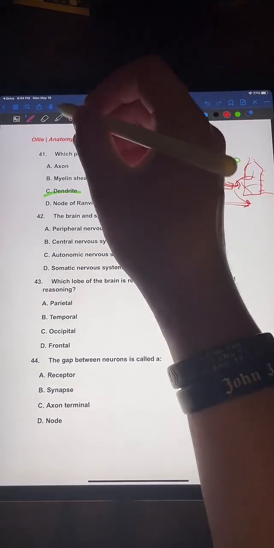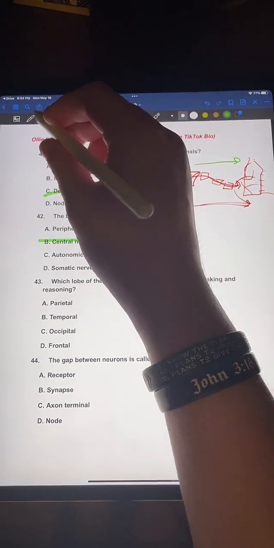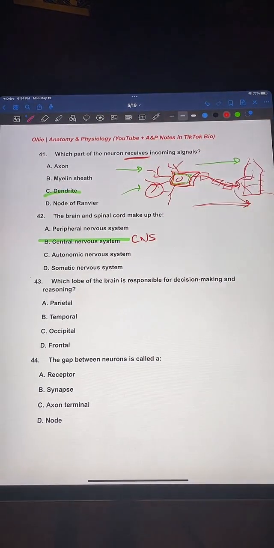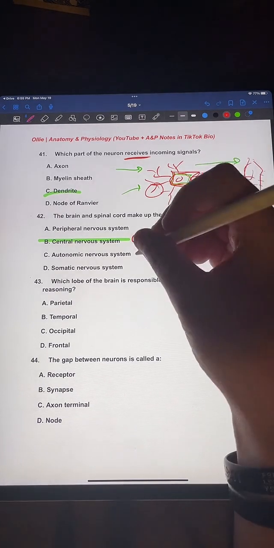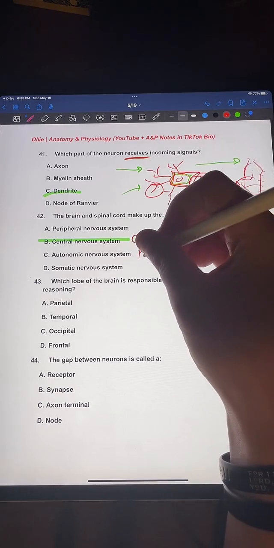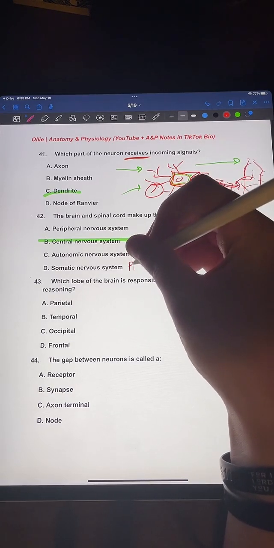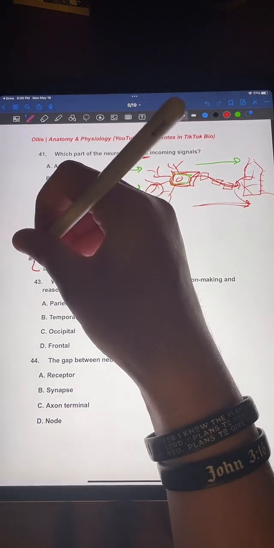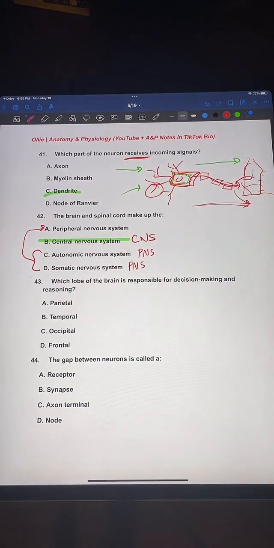Perfect. It is B. It is the central nervous system, or the CNS. The peripheral nervous system is outside of the CNS. The autonomic nervous system is part of the peripheral nervous system, and so is the somatic. So these are both part of the peripheral nervous system. Autonomic meaning like automatic functions, like your breathing, your heart rate. Somatic meaning body, so voluntary movements.